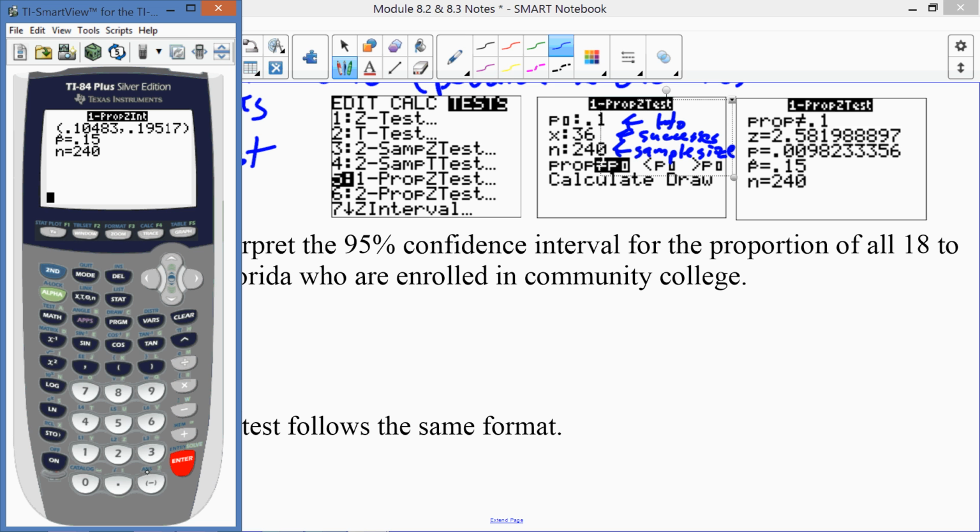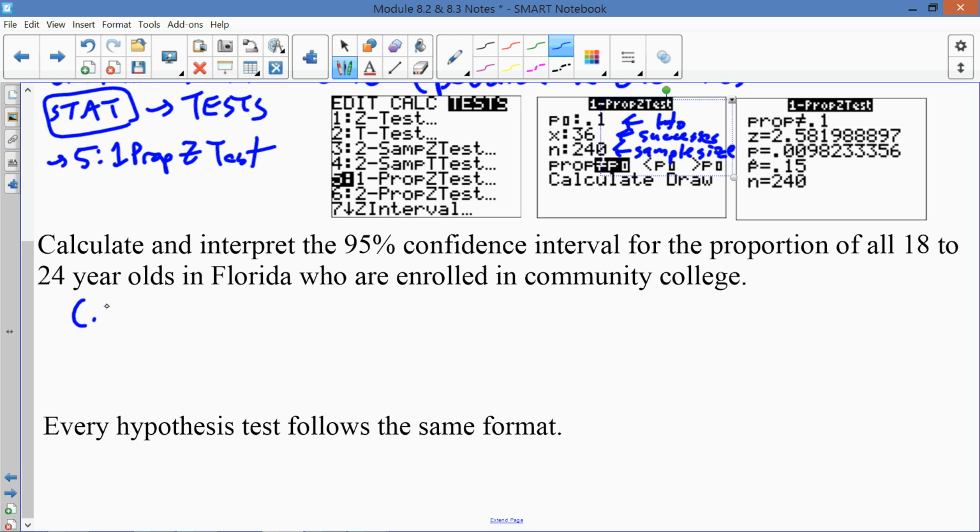So we see 0.105 and 0.195. So that's the most plausible range of values. And notice that that range of values excludes 10%. So in other words, even that confidence interval makes us doubt that the value in Florida is equal to 10%. Okay, so I'll say 0.105 to 0.195. So there's our confidence interval. So we're pretty darn sure that the population proportion in Florida is somewhere within that range, meaning it's probably different from the national figure of 10%.